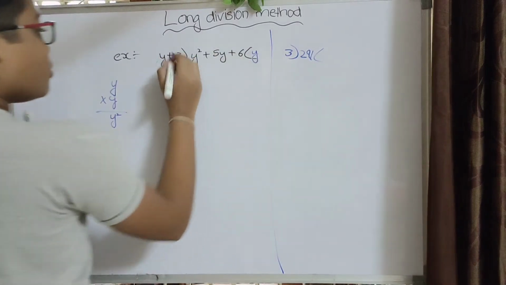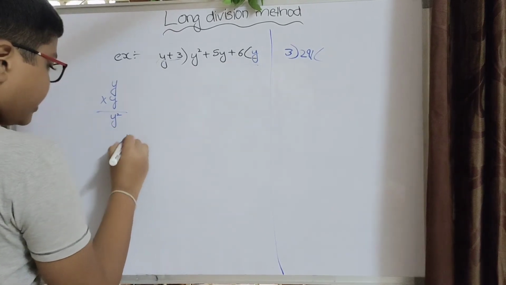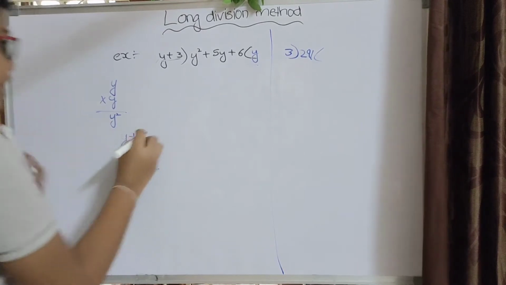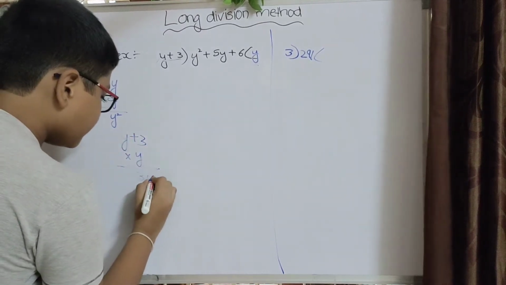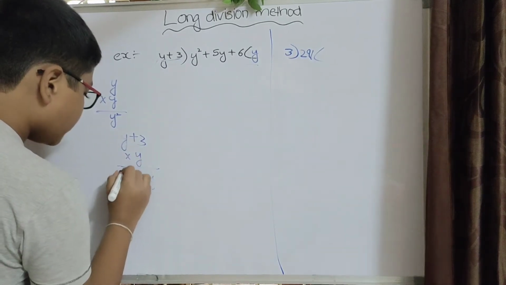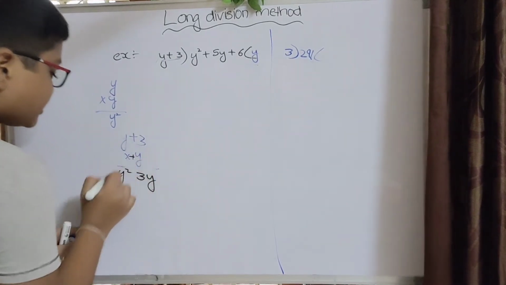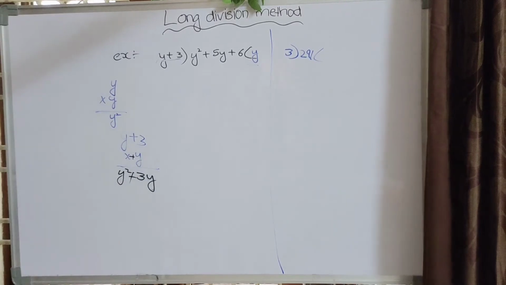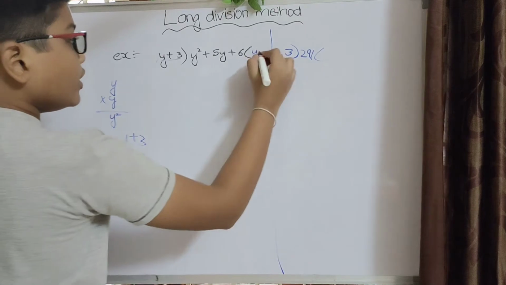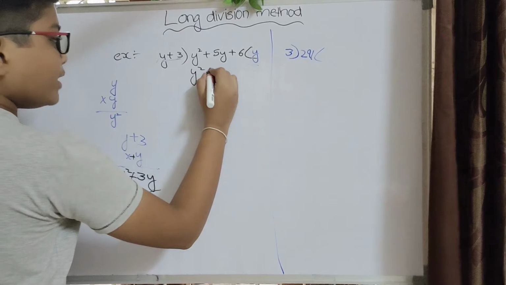Now here we have to multiply y plus 3 with y. Y plus 3 into y: y into 3, 3y, and y into y, y square. Here plus is there, here also plus is there. Plus into plus, plus only. So here we have to write y square plus 3y.